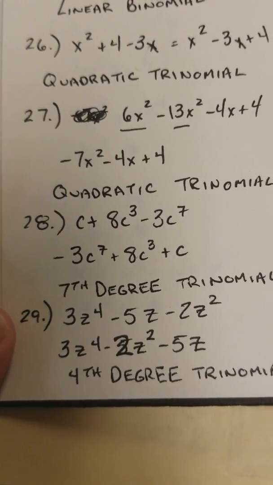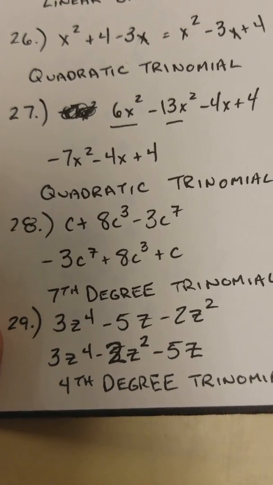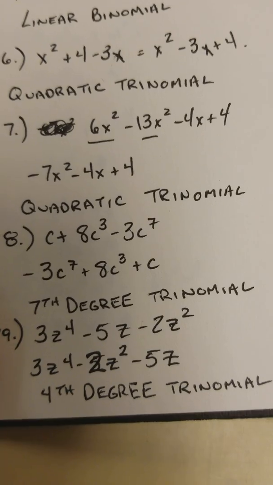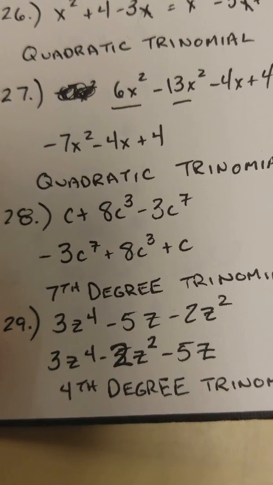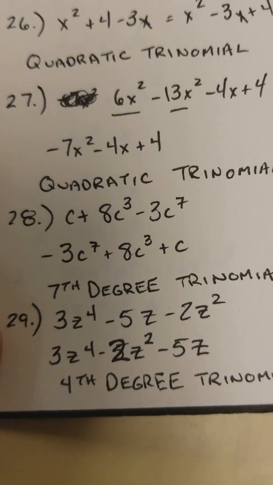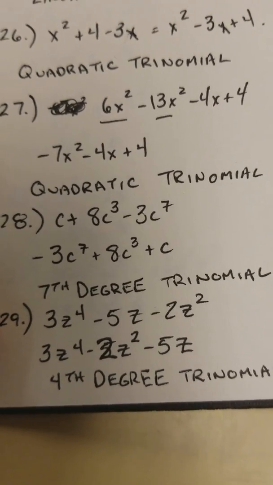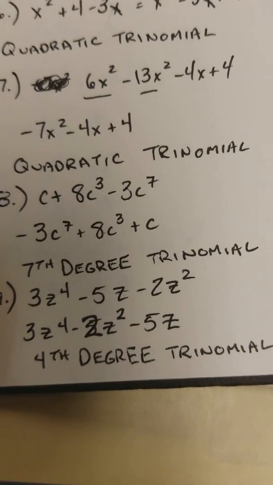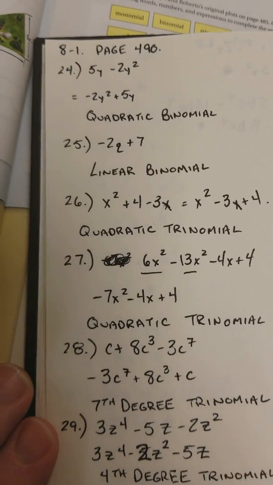And the last one in this section, number 29, we have 3z to the 4th minus 5z minus 2z squared. So I'm going to move the negative 2z squared and the negative 5z around to put it in chronological order. I'm going to have 3z to the 4th minus 2z squared minus 5z, and I have a 4th degree trinomial. And that was our little section there.